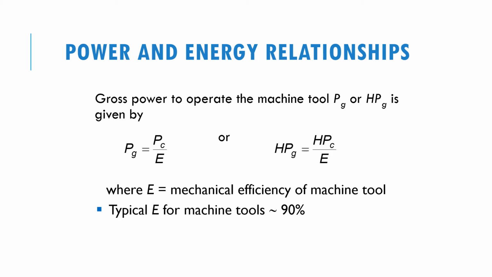So as we know, each machine has its own efficiency, right? So usually the gross power to operate the machine is PG, and HPG is given by PC that we calculated previously divided by E, which is the mechanical efficiency of the machine tool. Typically for a machine it is around 90% if it is in good condition. So for HPG, it is HPC divided by E.